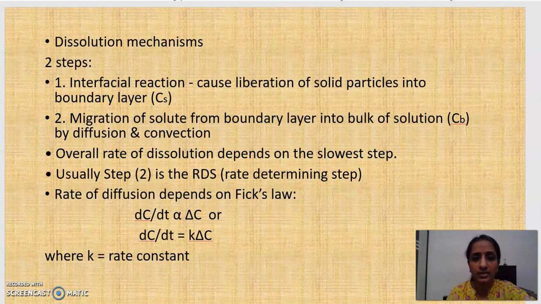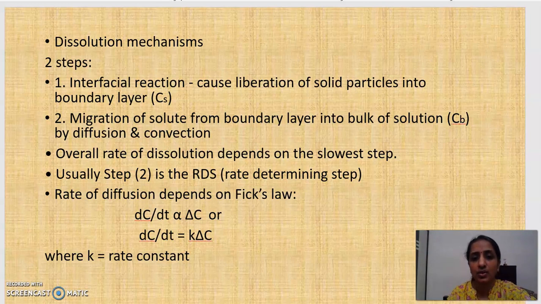Now, dissolution mechanism takes place in two steps. Firstly is called the interfacial reaction, which causes liberation of solid particles into the boundary layer, and second step, migration of solute from the boundary layer into the bulk of the solution. This generally occurs by diffusion and convection process. Of these two steps, the interfacial reaction is generally a very quick step, and the migration of the solute takes a longer time, that is, it is the slower step.